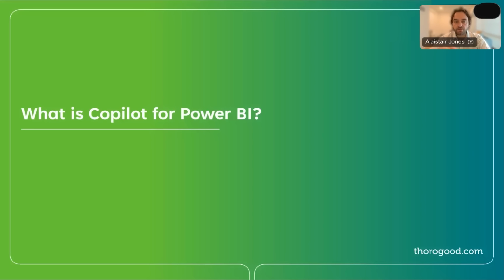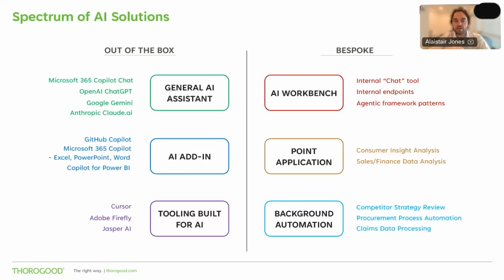So I'll start with that initial consideration of what is Copilot for Power BI. And actually, I'll step back a bit from that to consider the broad spectrum of AI solutions that exist today. In fact, this slide is pulled from another recent Thorogood webinar, Can We Do This with Copilot?, which I'd recommend to this audience. It's available on our YouTube channel. And it really details a lot of the various AI solutions that exist in the market today. And a colleague, Andrew Kennedy, categorizes AI solutions in two ways. So there's the out-of-the-box solutions and solutions that are more bespoke or customized.